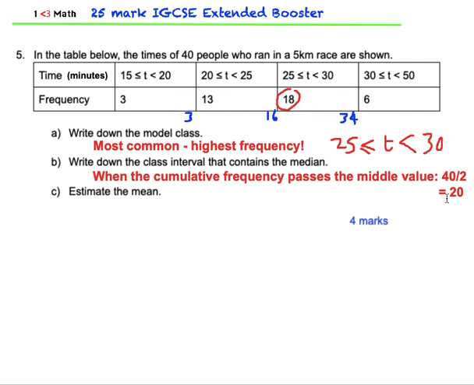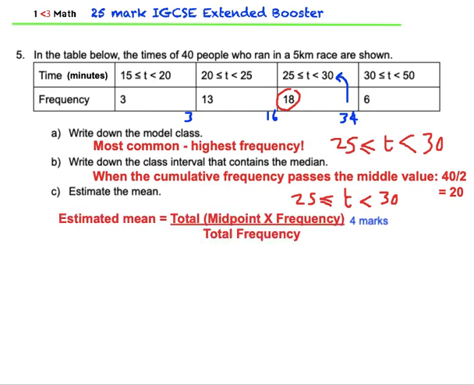Now this goes past the midpoint 20, so therefore the class interval that this corresponds to, again, is t is greater than or equal to 25 minutes and less than 30 minutes. So that's the modal class and the median. Now to estimate the mean, we need to do total midpoint times frequency divided by total frequency.